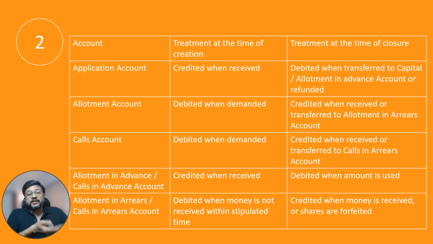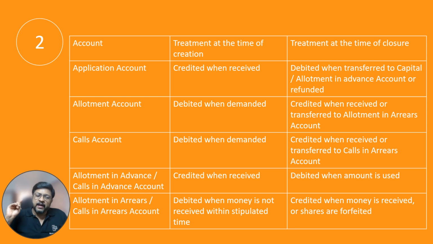Next, allotment account. This is debited when demanded. Remember, for application money is received first and then it is appropriated, then it is decided what to do with that money. Whereas for allotment, money is demanded first and then it is received afterwards. So allotment account, it is debited when it is demanded and it is credited when received or transferred to allotment in arrears account. So application is exactly opposite of allotment, or allotment is exactly opposite of application. Application gets created out of credit and gets closed out of debit, whereas allotment gets created out of debit and gets closed out of credit.